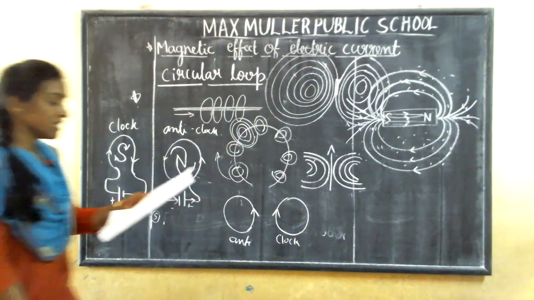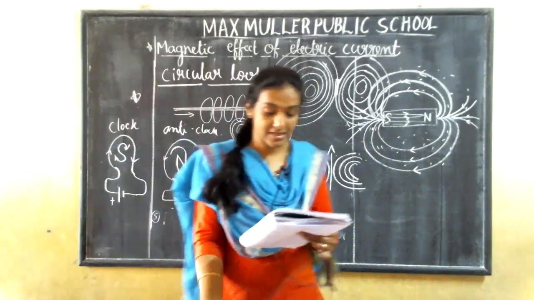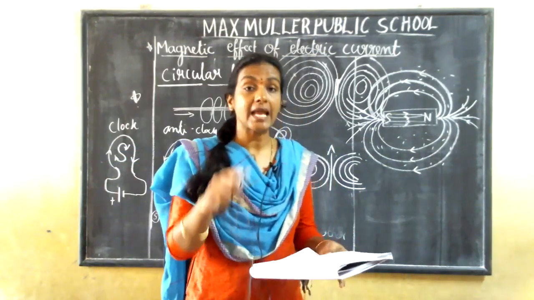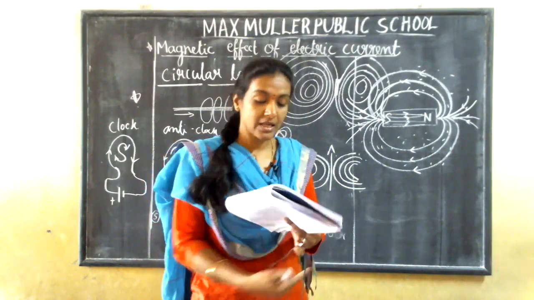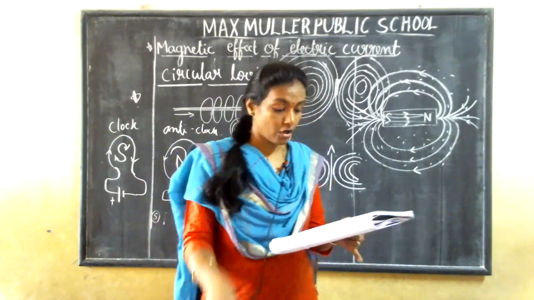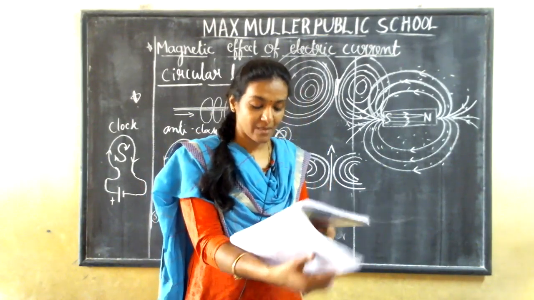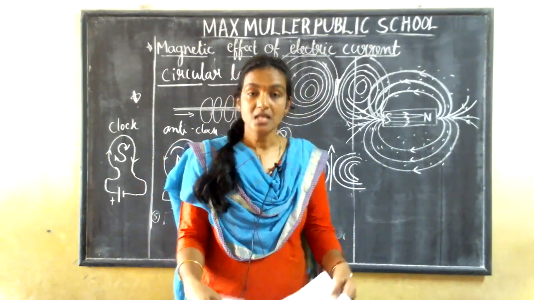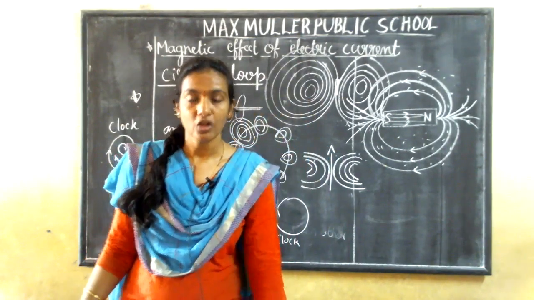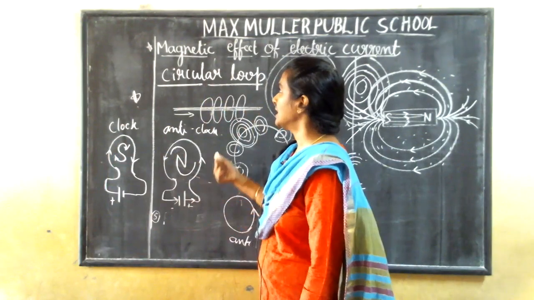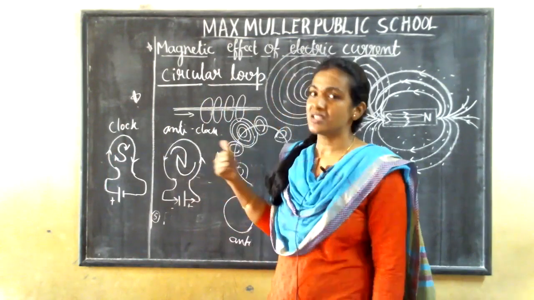It means here, if current flows anti-clockwise, the magnetic pole is north. If the current flows in clockwise, the magnetic pole is what here? South. Understood this point here? What did you learn in this? In this, we learned about the circular loop.